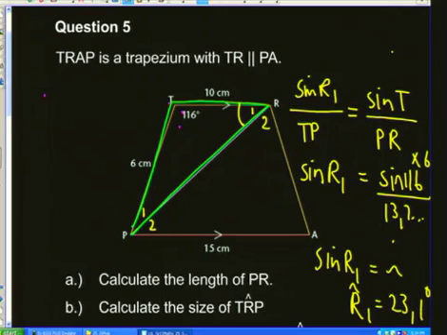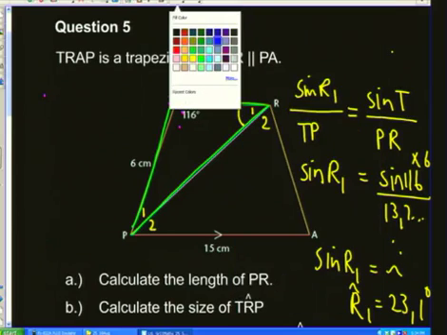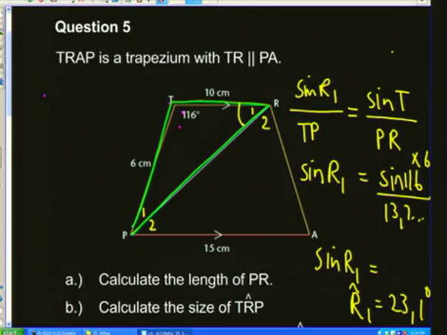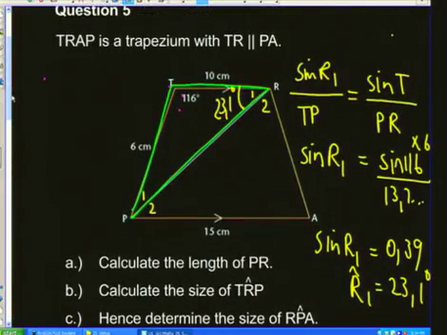Okay, so that value was on our calculator. Let's just go back there. What is the sine of that? It was 0,39. So we've been able to work out that this angle is 23,1. Then the size of RPA. RPA is this angle over here. Now I think that's pretty straightforward because those lines are parallel, so that is 23,1, alternate angles.